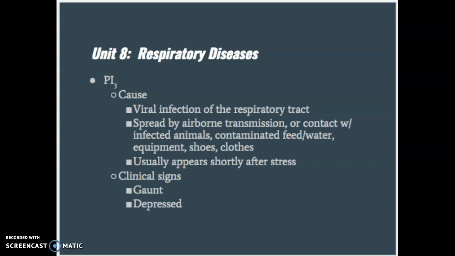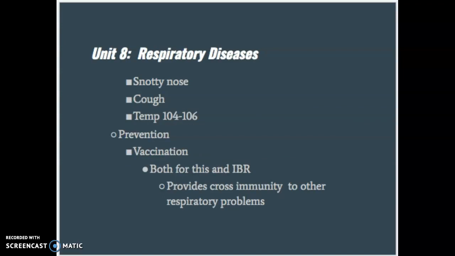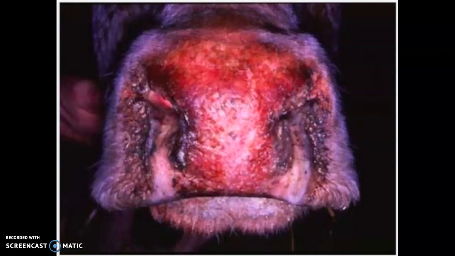PI3, if we revisit that here for a second, again, is a viral infection, spread airborne, contact with infected animals. So usually, again, stress-related, clinical symptoms, and those animals get gaunt and depressed. Temperatures usually pretty high, associated with a cough most of the time. And again, vaccination for both PI3 and IBR are in the same product most of the time. And here is an IBR PI3 type animal.